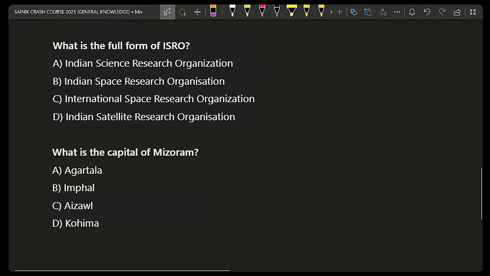And 13 students gave the correct answer, that is Aizawl. Aizawl is the capital of Mizoram. Okay, very good. And we move to the next question.